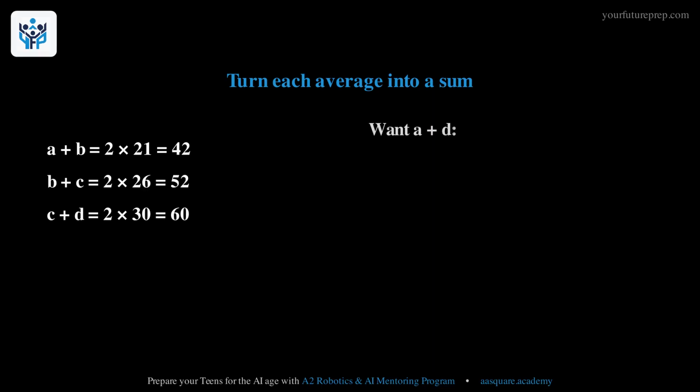Here's the clever step. We want A plus D. Take the first sum, subtract the second sum, and add the third sum. That's A plus B minus B plus C plus D. The B terms cancel, and the C terms cancel, leaving just A plus D.